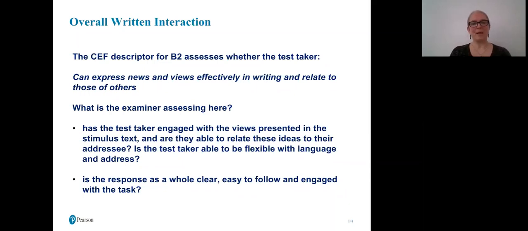We're looking to see whether the test taker has engaged with the views presented in the stimulus text and whether they are able to relate these ideas to their addressee, the person they're writing to in section 8. So in other words, is the test taker able to be flexible with language and address and to switch between the two texts? We're looking to see if the response as a whole is clear, is easy to follow, and remains engaged with the task. So in some sense, it's almost like a global criteria that we're applying here.